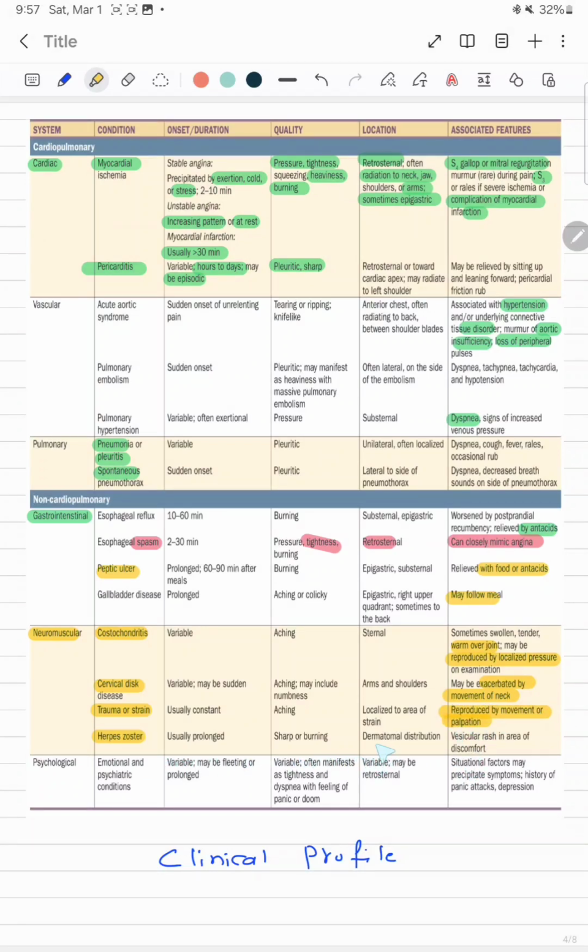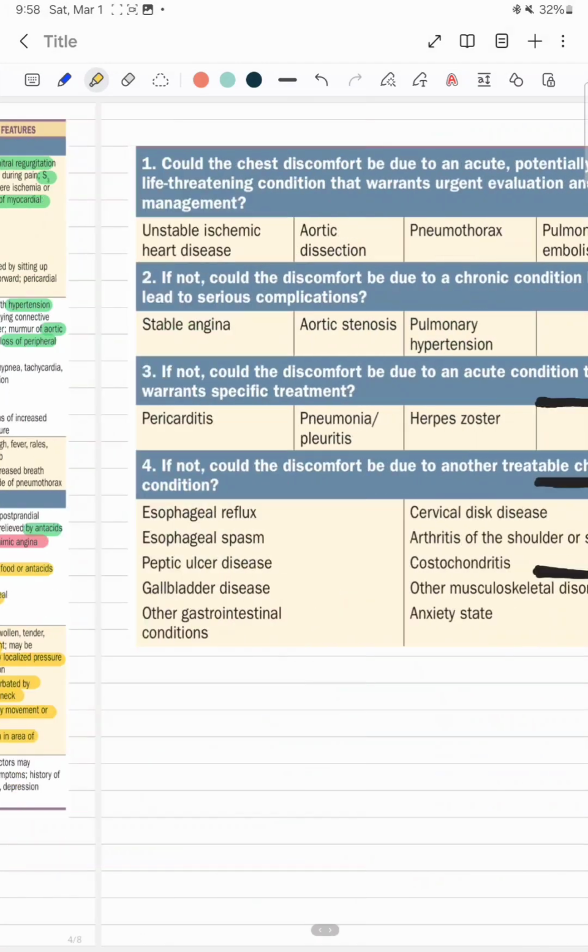Herpes zoster has a characteristic dermatomal distribution, with a vesicular rash and discomfort. The last one is psychological causes of chest discomfort, which include emotional and psychiatric conditions, manifesting as chest tightness and dyspnea with a feeling of panic and doom. The location is variable, it may be retrosternal, situational factors may precipitate the symptoms, and panic attacks and depression will be there. This is the clinical profile of the differential diagnosis of chest discomfort.